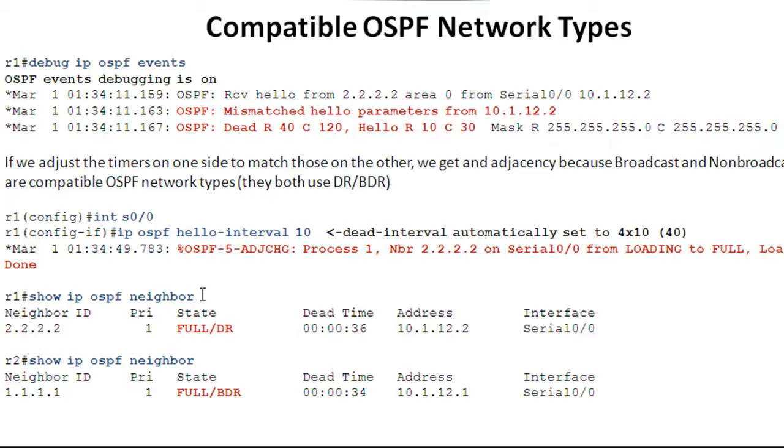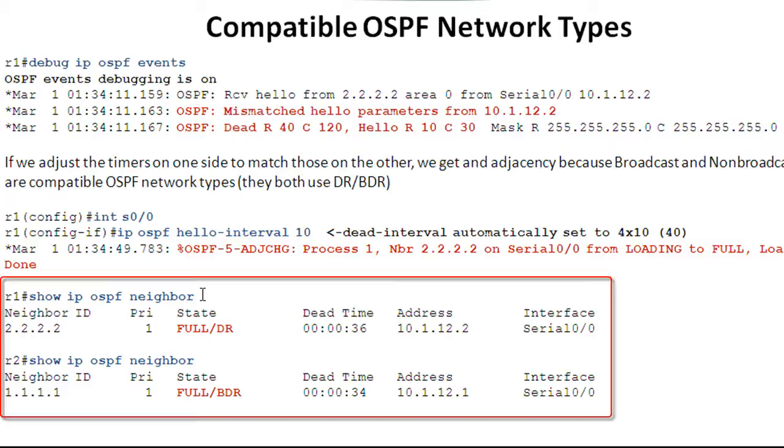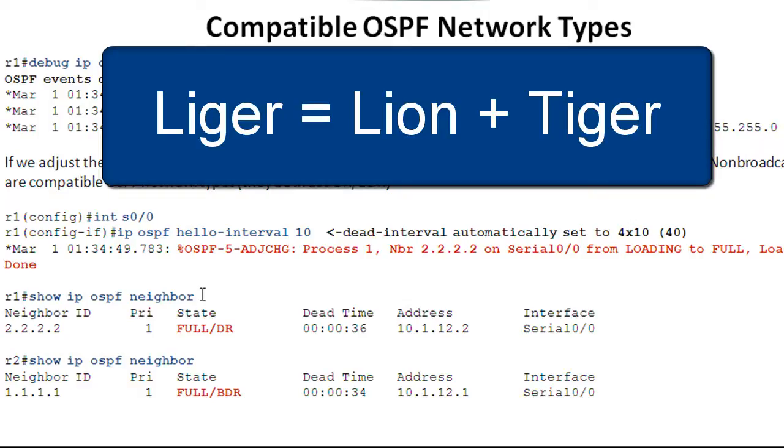You have a neighbor relationship and an adjacency between R1 and R2, although R1 is running broadcast on its interface as its OSPF network type, and R2 is running non-broadcast. So you just made yourself a Liger. Good job.